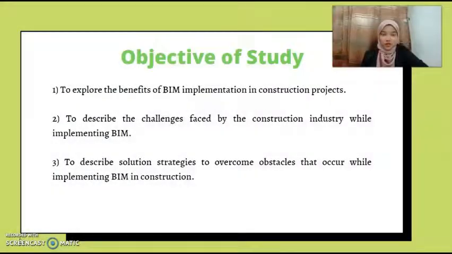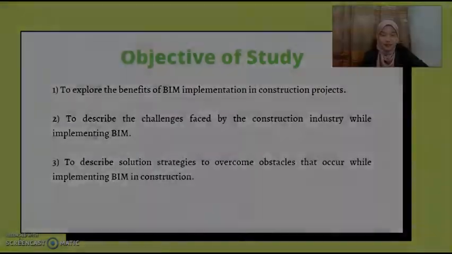Next, objective. The researchers have identified the following priorities. First, to explore the benefit of BIM implementation in construction projects. Second, to describe the challenges faced by the construction industry while implementing BIM. And third, to describe solution strategies to overcome obstacles that occur while implementing BIM in construction.